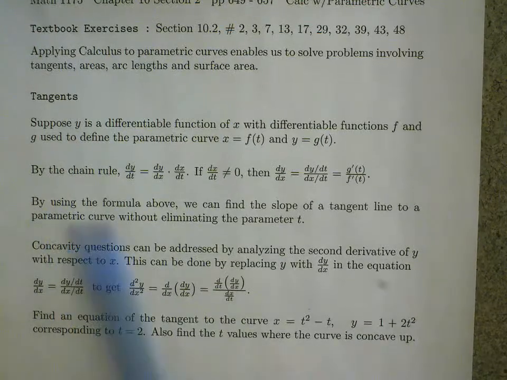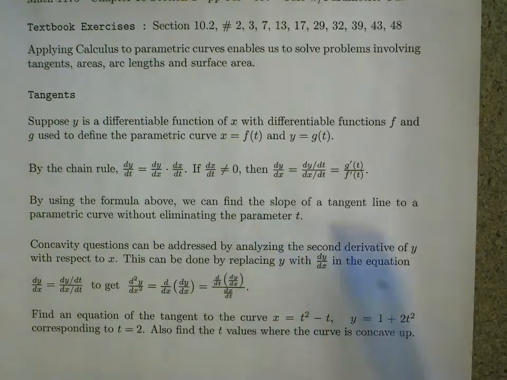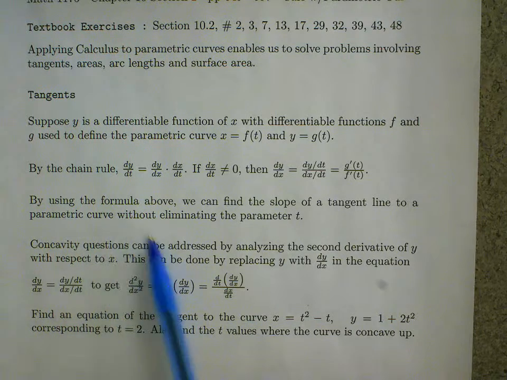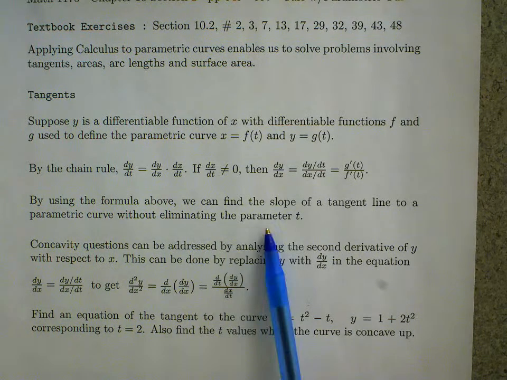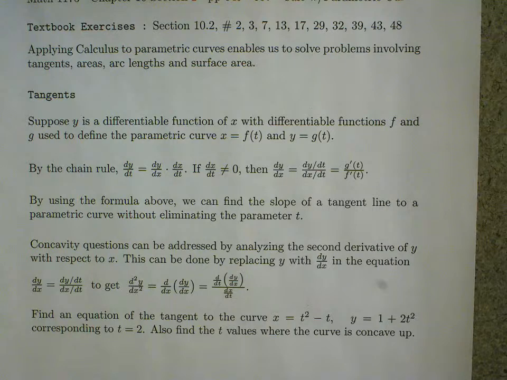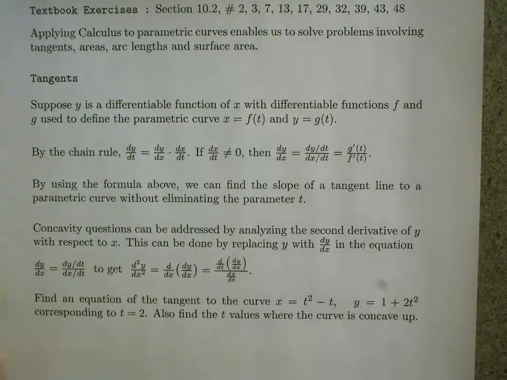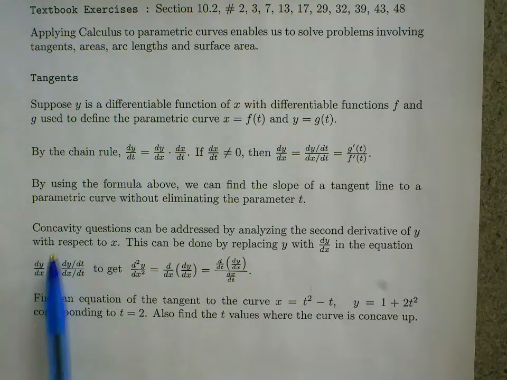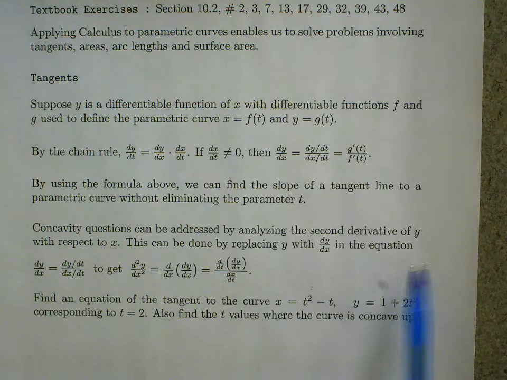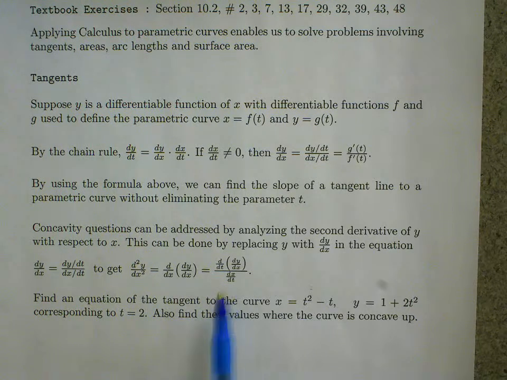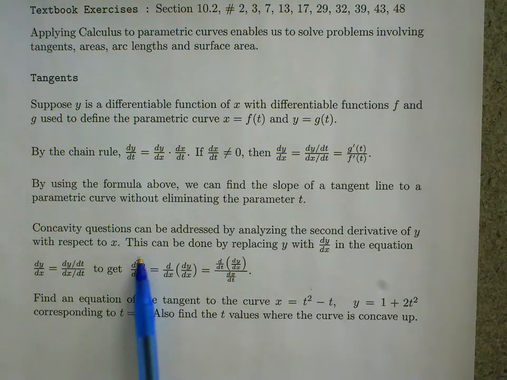Okay, so by using the formula above, we can find the slope of a tangent line to a parametric curve without eliminating the parameter t. So we can also address concavity questions by analyzing the second derivative of y with respect to x. And this might all look kind of complicated at first, but it's not so bad if you read through it a few times.